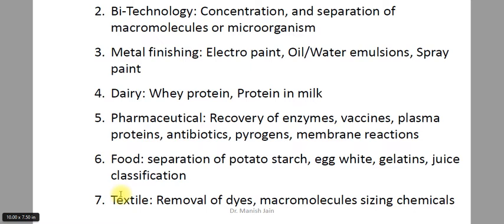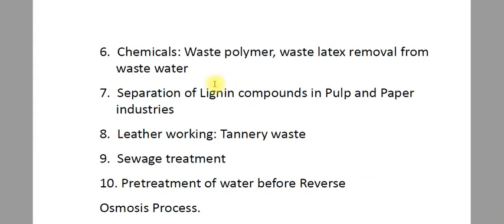So it is used for recycling the dye water, as well as for wastewater treatment. So these are the main uses of the ultrafiltration process in the textile industry. In other chemical industries, it is used for polymer waste separation and waste latex removal from wastewater. So basically wastewater treatment is widely done in different types of industries.